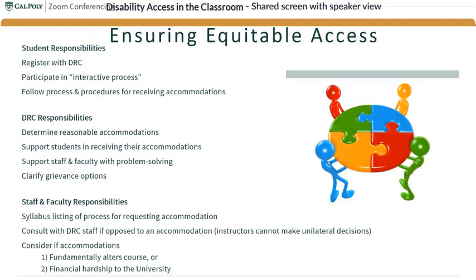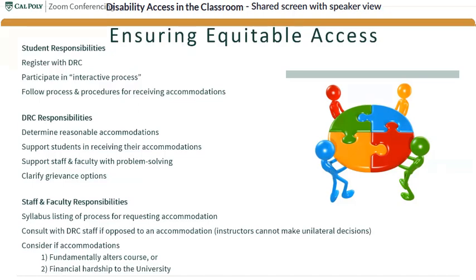At the higher education level, there is quite a bit of responsibility placed on students' shoulders to ask for what they need and initiate that contact with the DRC to let us know that they need assistance. We won't know that a student needs assistance unless they reach out to us and request services and go through that interactive process with us to figure out what accommodations they might need to create a more equitable setting for them.